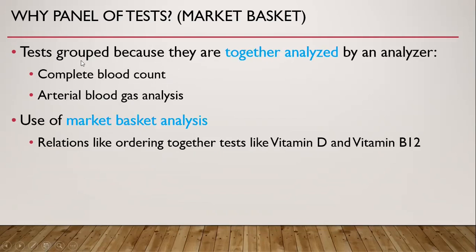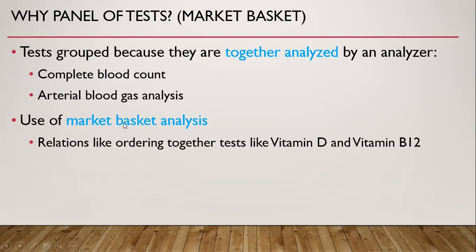The other reason for test grouping is that tests are analyzed together by an analyzer. For example, complete blood count. It has many parameters which are analyzed together. So it is a panel. And another example is arterial blood gas analysis. It has many parameters in it.